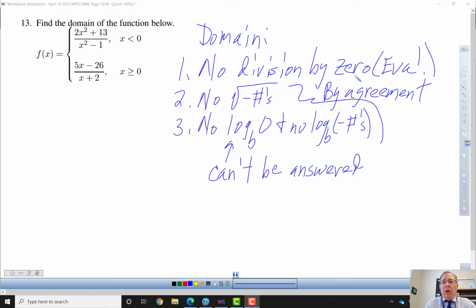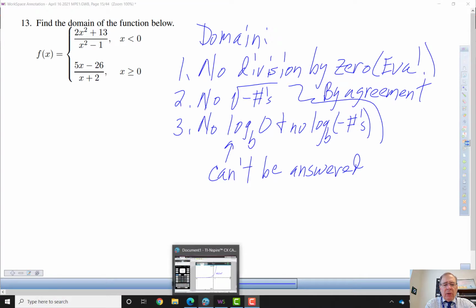No division by zero ever. No square roots of negative numbers, that'll give us an imaginary number. And no log base b of 0 and no log base b of negative numbers. These two are by agreement in high school math. And then this one can't be answered. That's a question that can't be answered. So let's go take a look at that.